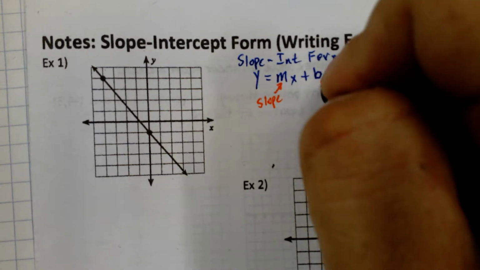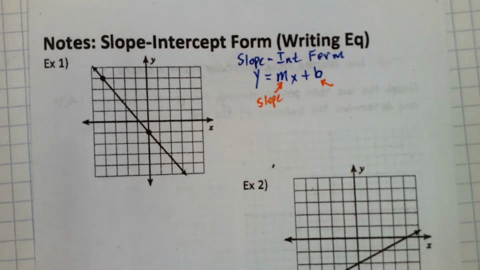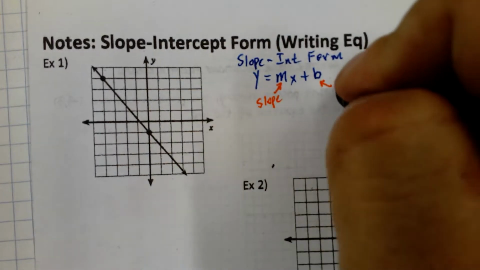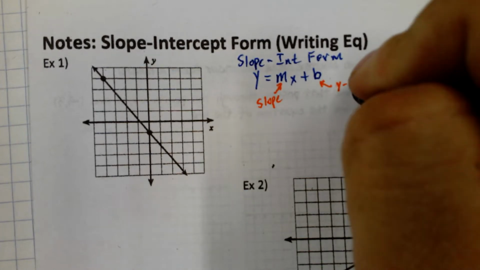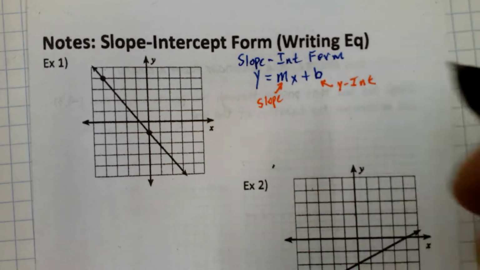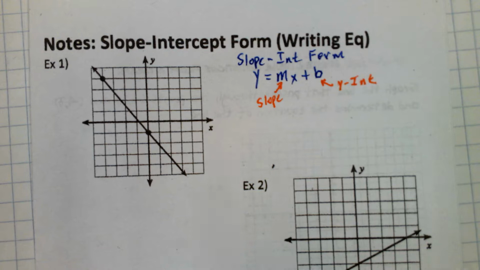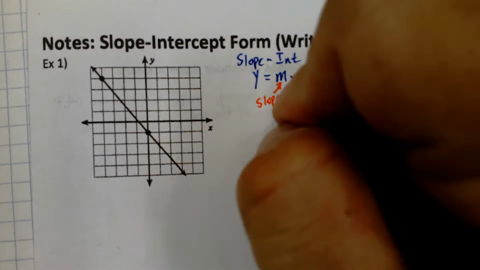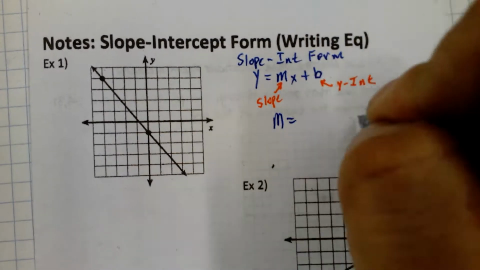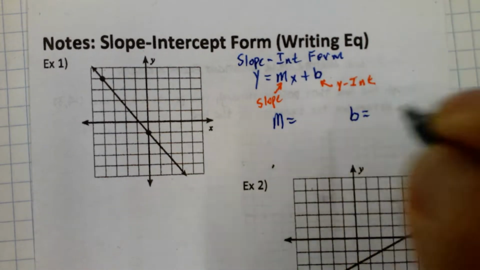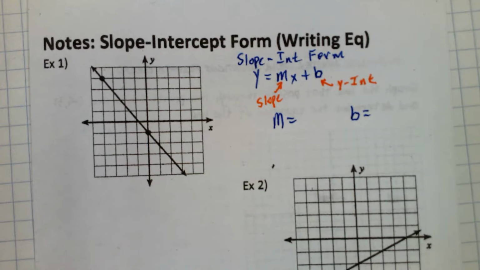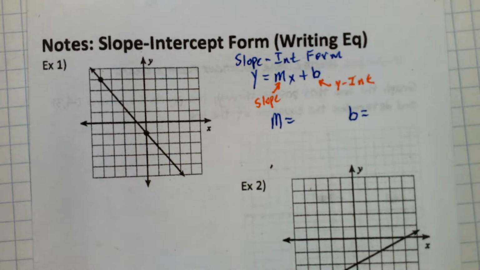How about b? Those are going to be numbers. What does the b number represent? Where it crosses the y-axis. So we call it the y-intercept. If it's negative, it's a minus. If it's positive, it's a plus. So we're looking for those two numbers on our graph. Because if I know those two numbers, I can write the equation.